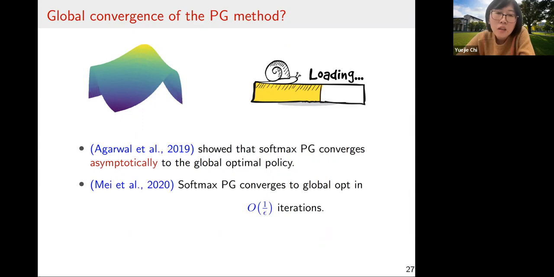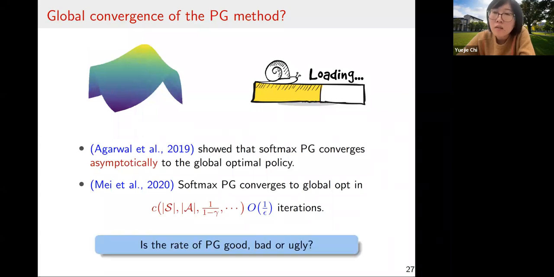To address this challenge, there is a follow-up paper by Mei et al. where they try to pin down a finite time convergence guarantee for this algorithm, where they show softmax PG can find an epsilon optimal policy in a number of iterations that scales like 1 over epsilon. However, their results have this interesting and unspecified dependency on problem parameters, which is unclear how it actually scales with respect to all the problem dimensions, like the size of the state action space and the effective horizon. So it's still not very conclusive whether this kind of asymptotic rate or this finite time rate is indeed a good rate, or in some situations it can get really bad or ugly.